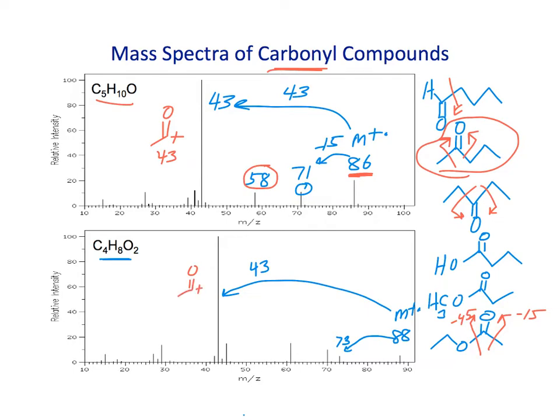If we had the one above it, we should get minus 29. 88 minus 29 would be something else down there. Or this one would be minus 43. Out of these, this one is probably going to fit the best.